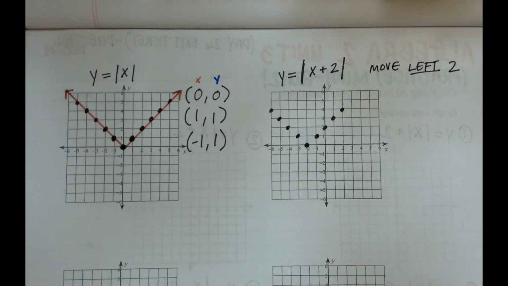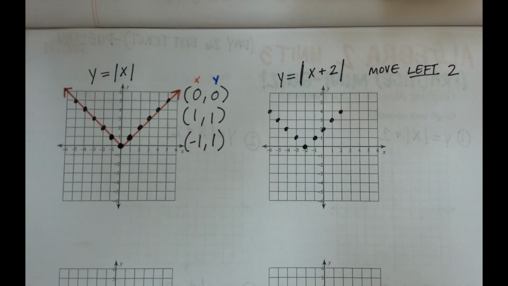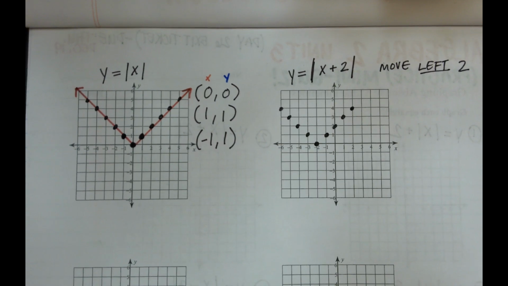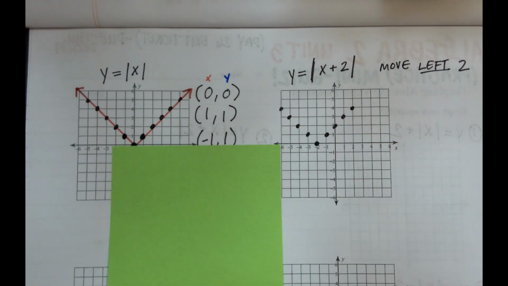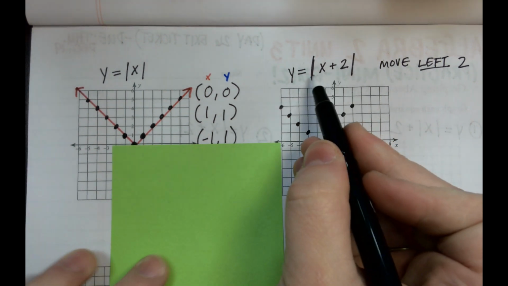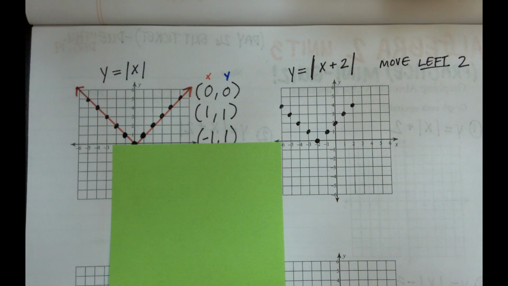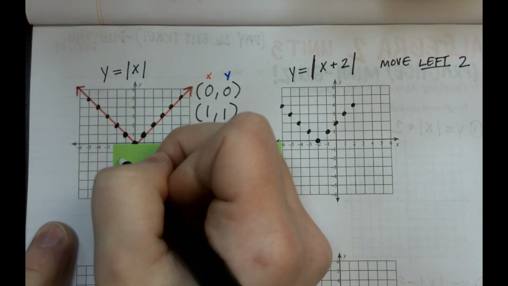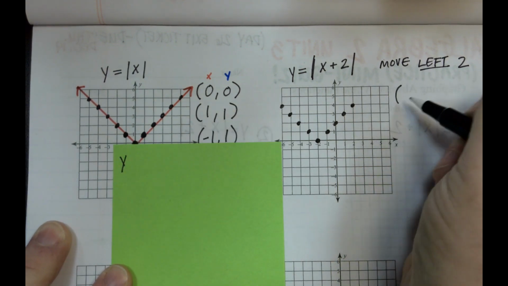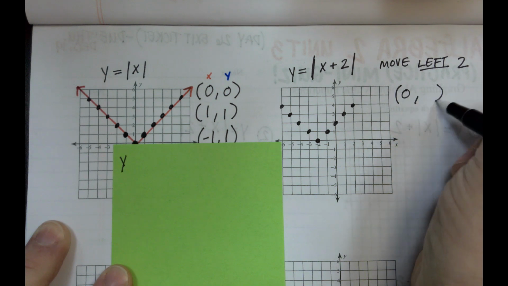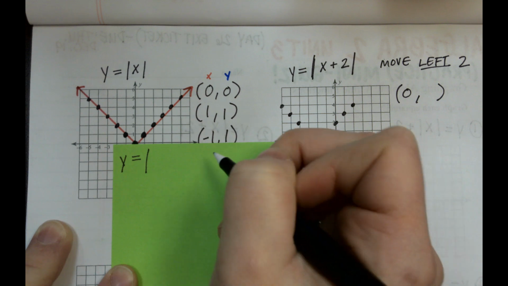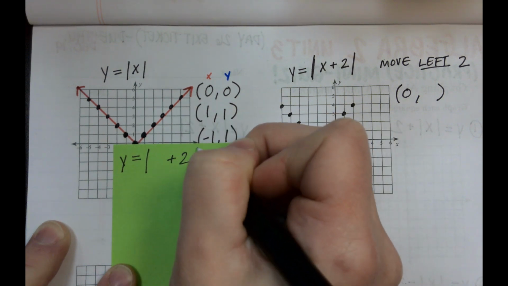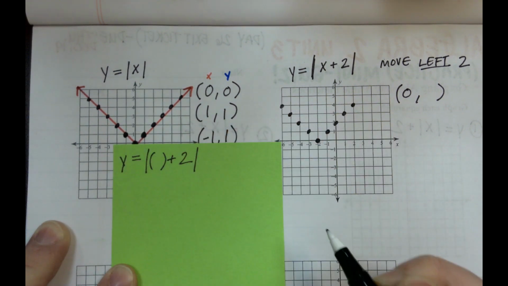Now, let's say we forget that we need to just move it over. We could also solve for our points, just like we did in the last problem. So why don't we do that? We're going to use y equals the absolute value of x plus 2. Let's start by plugging in 0, just like we did on the first graph. So y equals the absolute value of x plus 2.